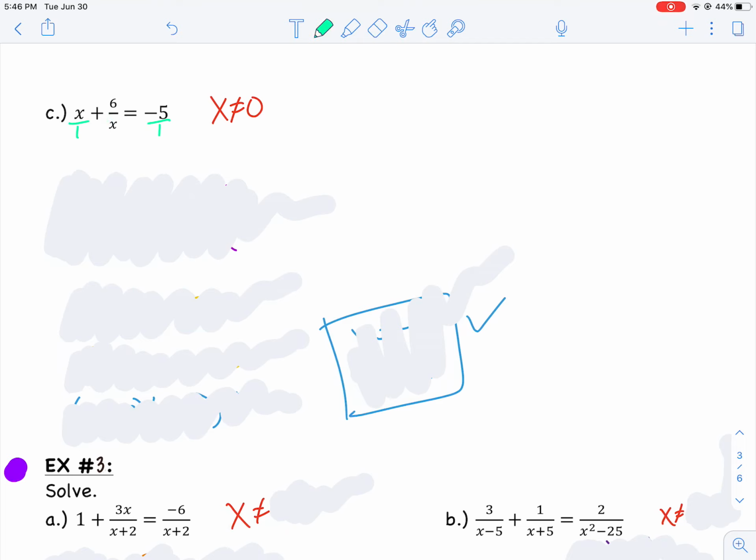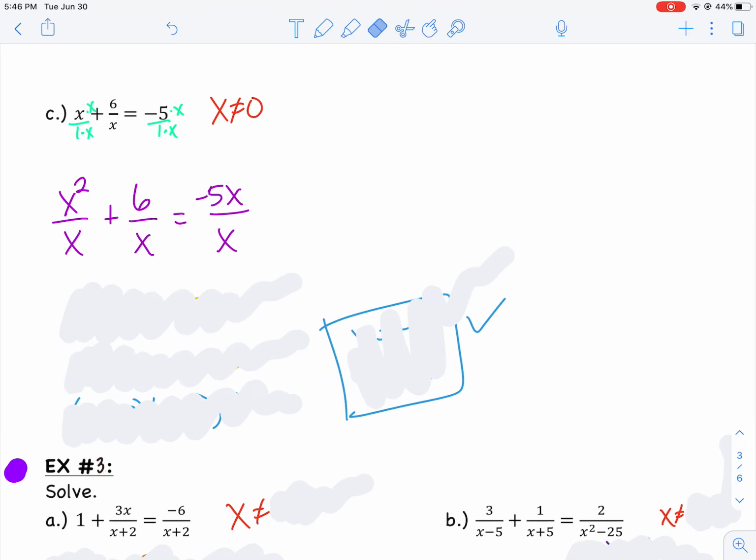All right, let's go ahead and get a common denominator. It looks like this first fraction needs an x on both the top and the bottom to keep it balanced. The middle fraction already has an x, so it's good. And the last fraction also needs an x on the top and the bottom. So that way everybody's denominator is just an x. You should end up with x squared plus 6 equals negative 5x in your numerators.